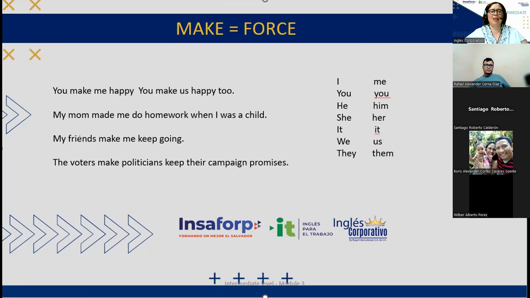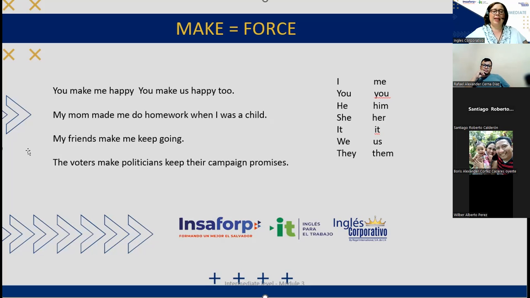All right, so we were at my friends, right? My friends made me keep going. My friends make me keep going. It's because of them that I can keep going. They push me, right? They encourage me. So this is the way to express that. My friends make me keep going.